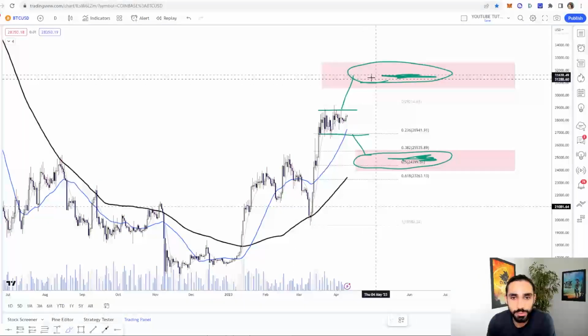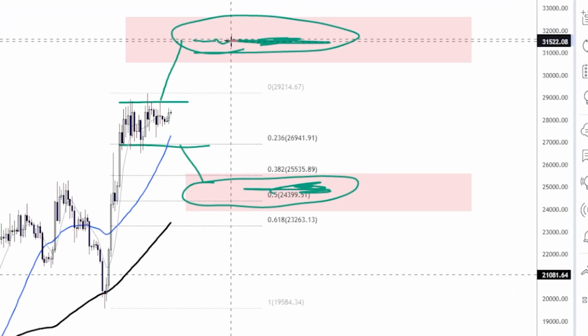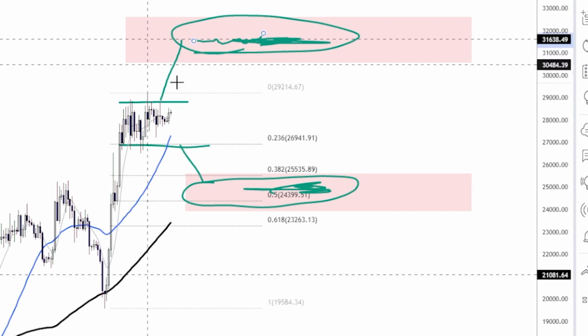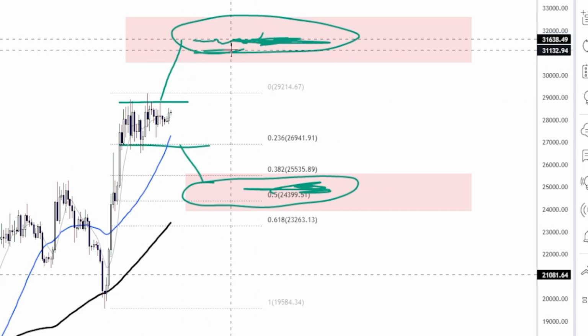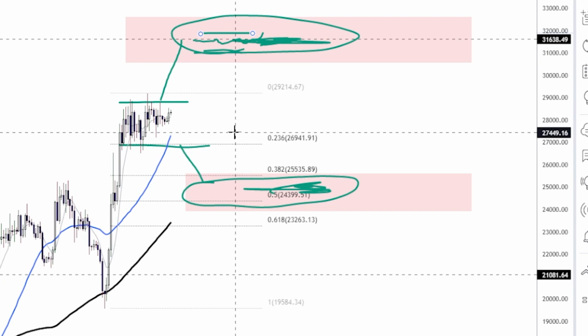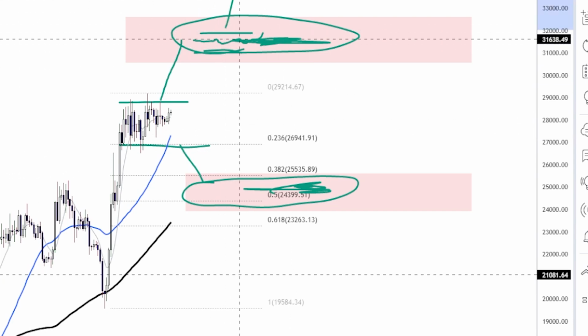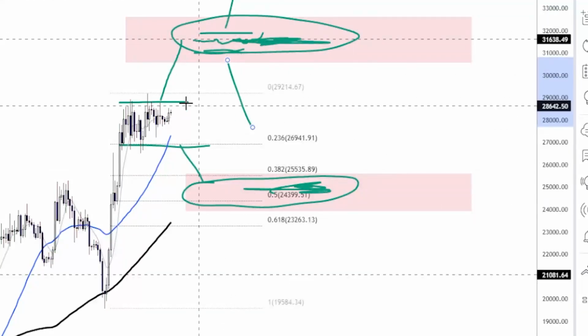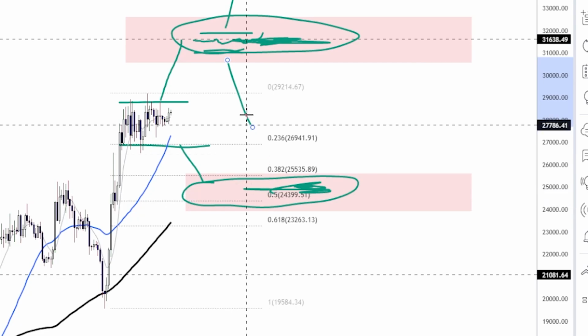What I like to do is normally wait for the price to start reacting at this level. Once it starts reacting, it'll form on the lower time frames some form of range. Once that range forms, I'll look for a breakout to the upside or a breakdown to the downside, and that'll be my trigger for the next play.